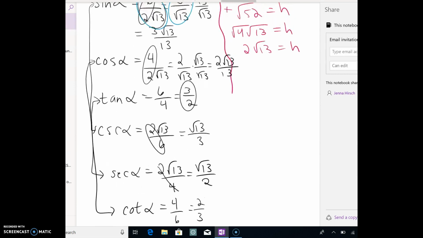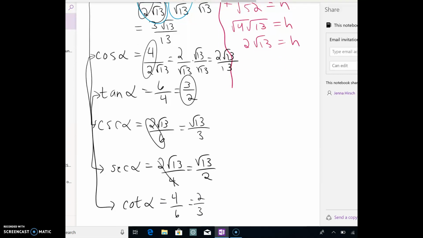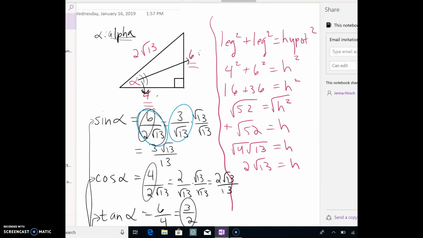And here are the 6 trigonometric ratios for this right triangle, specifically for this angle, alpha, in this right triangle.